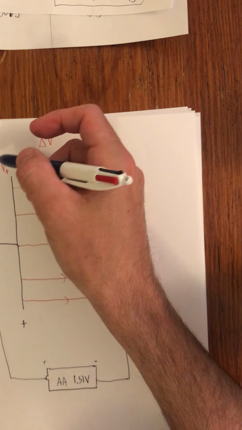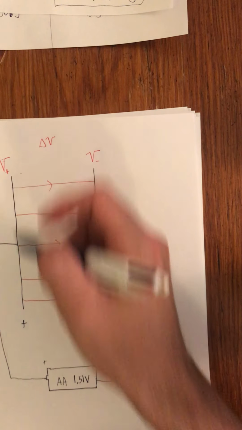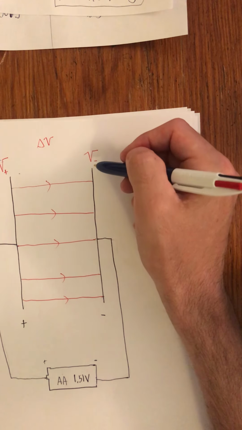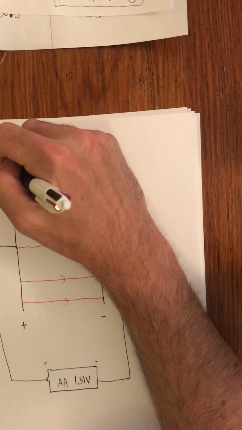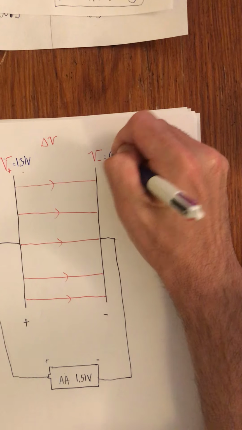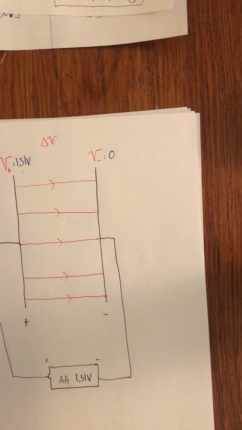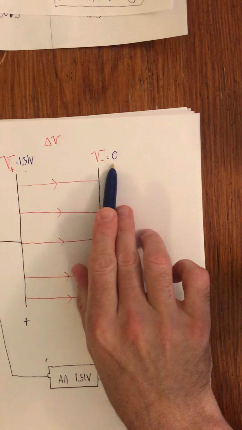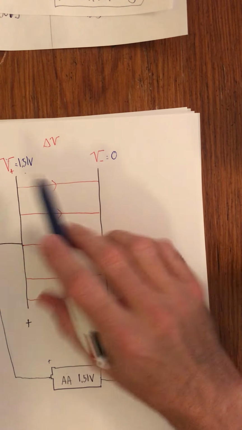Right, we know that this plate is higher in potential by 1.51 volts to this. That doesn't need to be 1.51 and 0, but let's pretend it is, even though it actually isn't, right? Okay, so there we go. Now, once again, it doesn't have to be 1.51 and 0, it just has to be a difference of 1.51.